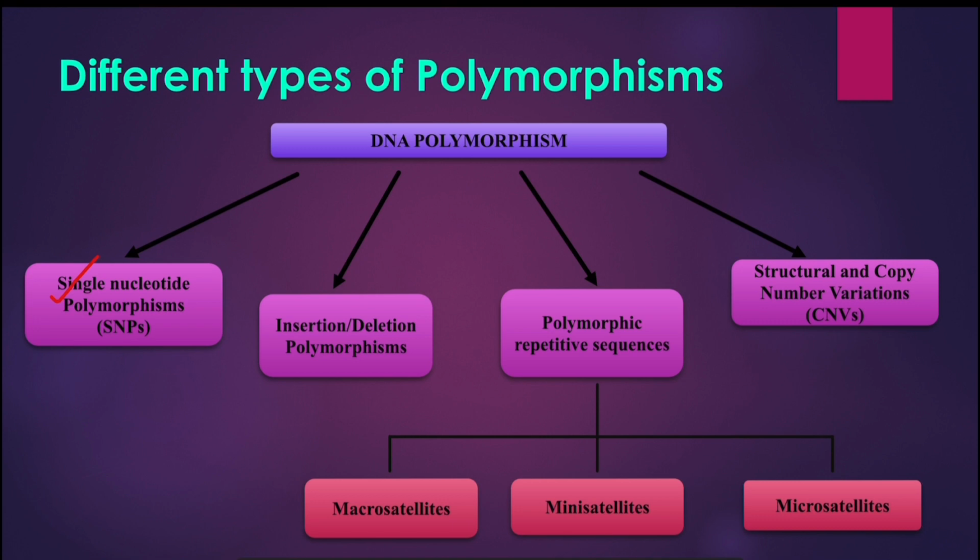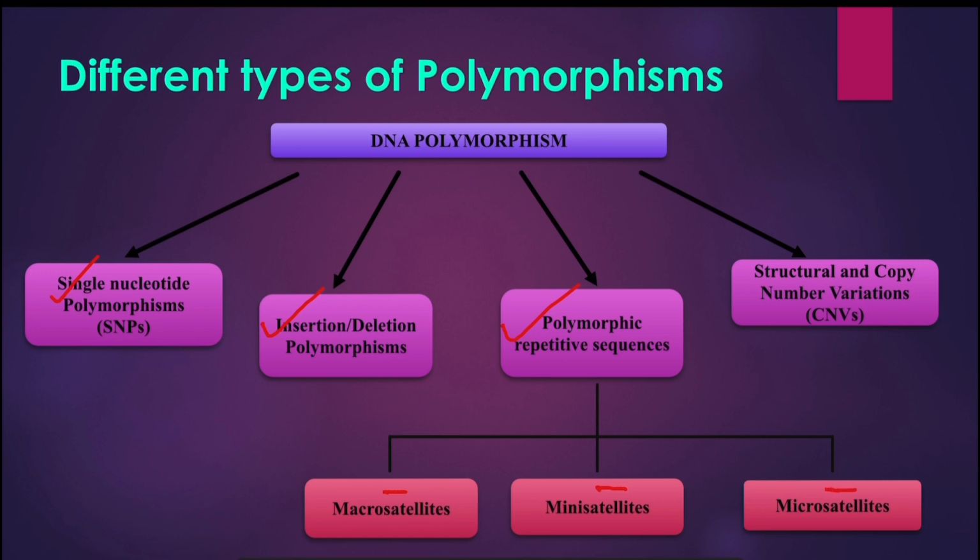They are variations in single base pair sequences. Insertion deletion polymorphisms, which involve insertion or deletion of one to several hundred base pairs. Polymorphic repetitive sequences, which constitute nucleotide repeats that can be further classified according to the number of base pair repeats, such as macro, mini and micro satellites.